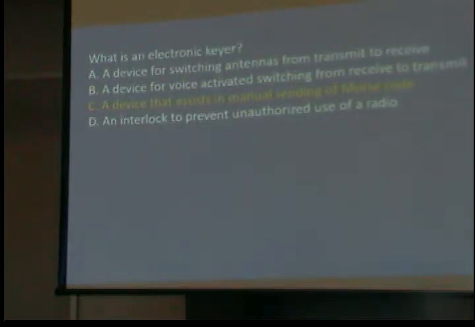What is an electronic keyer? It's a device that assists in manual sending of Morse code. The old key that you did this with. This thing has two paddles. Press the one paddle, you get dots. You press the other one, you get dashes. If you hold them down, you get continual dots and continual dashes. So instead of hitting the key 3 times to get an S, you hit it, hold it long enough for the 3 dots and let go of it.